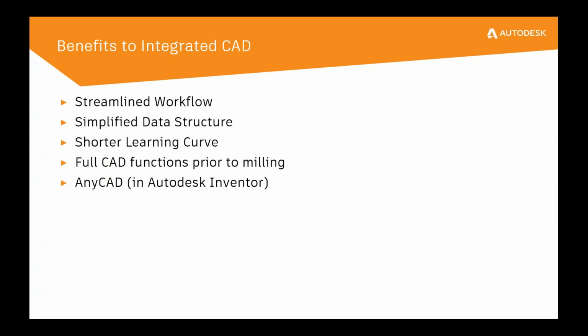So, quick summary of some of those benefits. Obviously, your workflow, as you just saw, is definitely streamlined. We put in here simplified data structure because you're not dealing with multiple softwares and multiple file formats and multiple files that have to be saved. It's now one software, one CAD file that you're saving. Obviously, that leads into my third bullet item here, shorter learning curve, because you don't have to relearn a whole new software. You just have to relearn maybe a toolbar to do your machining with.